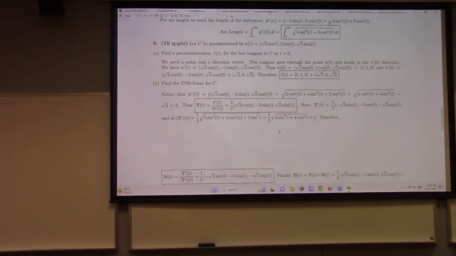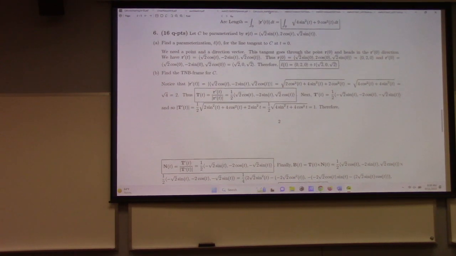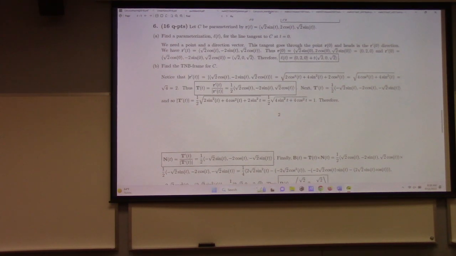There are some neat formulas at the end of this, right? So one of the questions inevitably is like, is there any other way to calculate T and B? No, you need to calculate it as I calculated it.